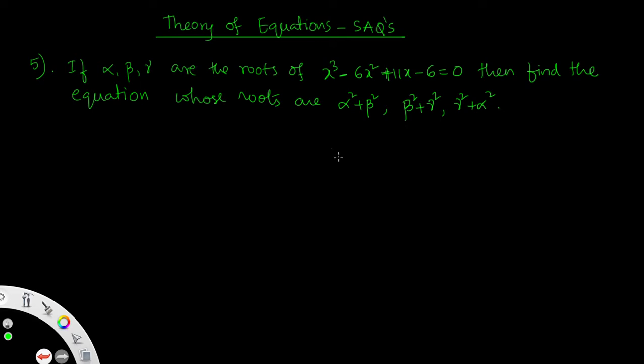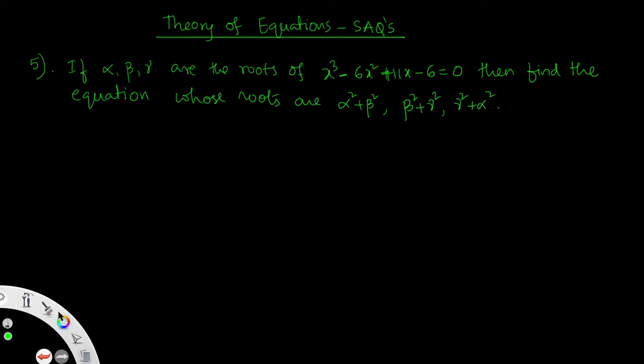The given equation is a cubic equation. So cubic equation means we have to solve for the roots to find alpha, beta, gamma. But the relation given is that the roots of the required equation are in the form of alpha square plus beta square, beta square plus gamma square, and gamma square plus alpha square. So let the solution be written down first.